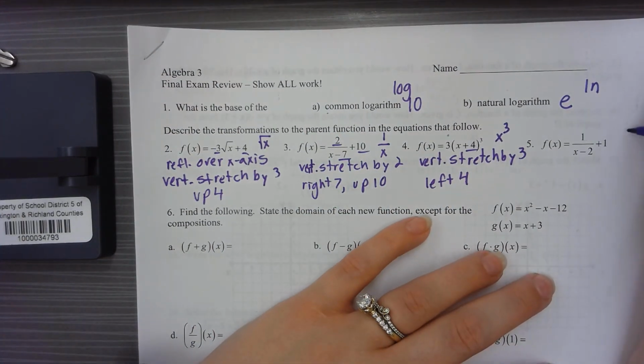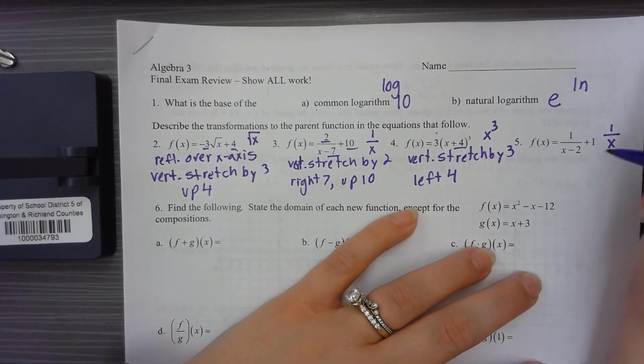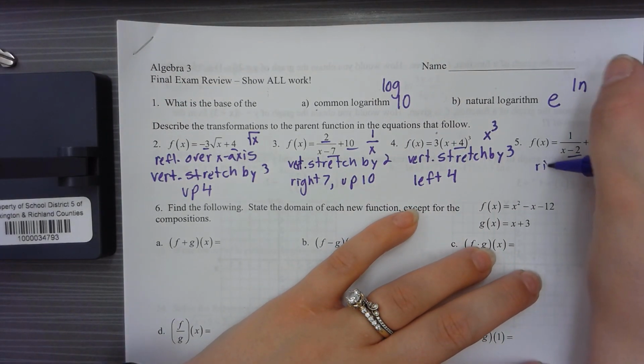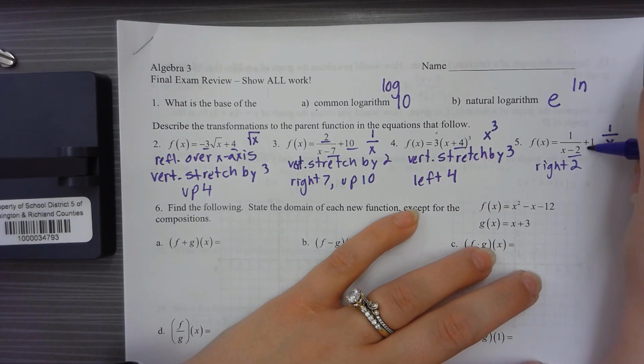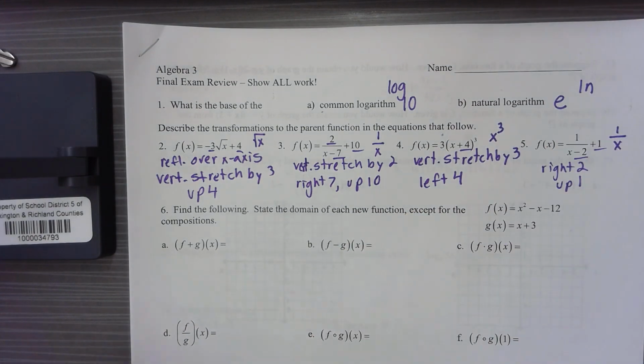And then again, this is another where the parent function is 1 over x. So that 1 in the numerator doesn't really give us anything. So this minus 2 means we're going to the right 2. And then this plus 1 means we're going up 1.